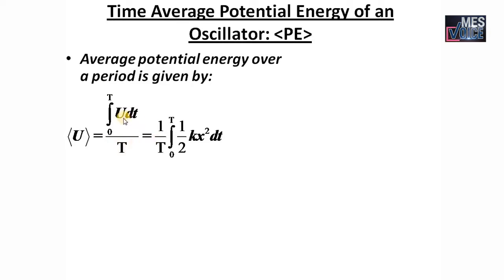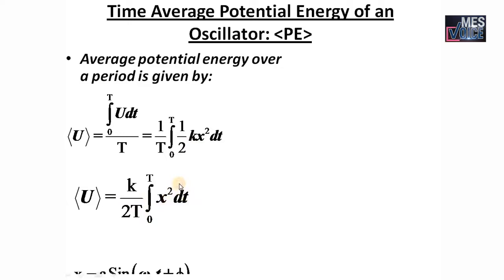And we know capital U is equal to half kx square. So U is replaced with half kx square. K is a constant, so you can take it outside. 1 by 2 is a constant. Taking all these outside, we get K by 2T integral 0 to T x square dt.